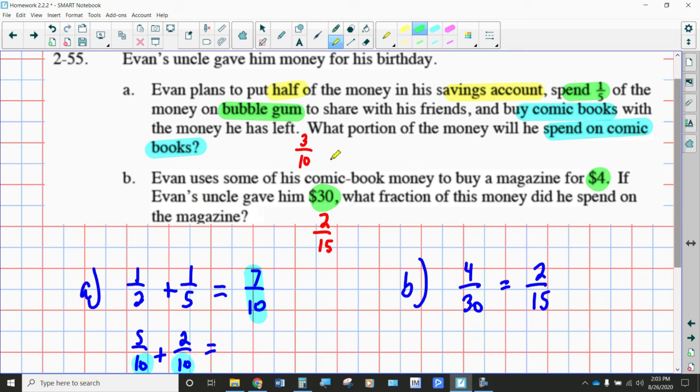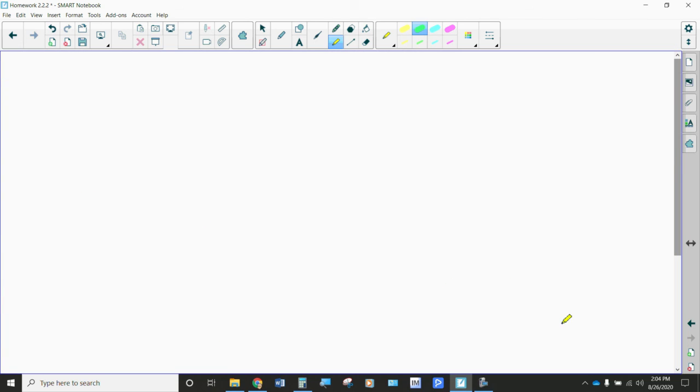Sometimes people think that problem's a little bit more complicated and you have to factor in all this other information. It's like, no, we know the total is 30. We know 4 out of that 30 is going to be spent on magazines. So this is the ratio in simplest form. And that's it. We're done for today.